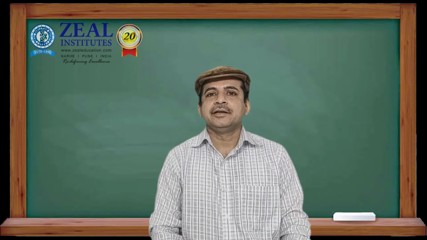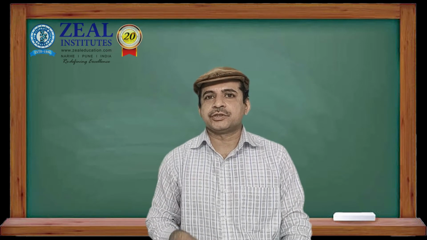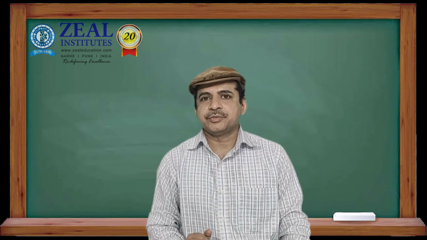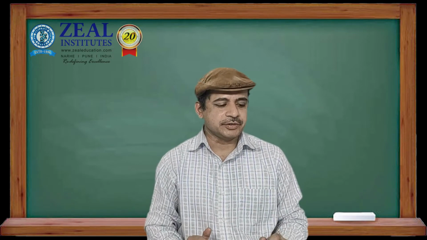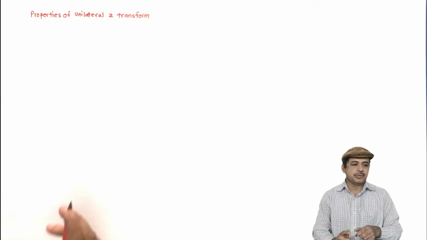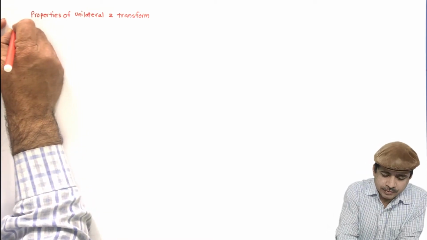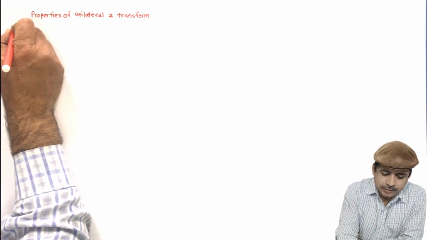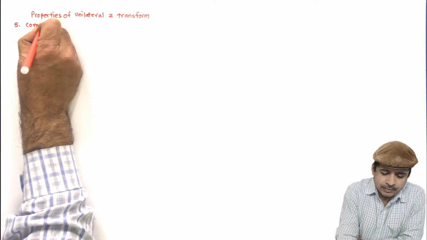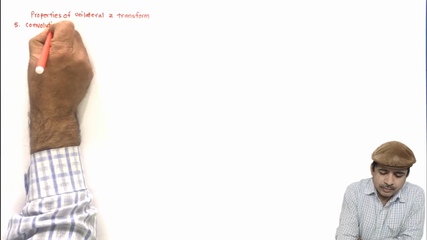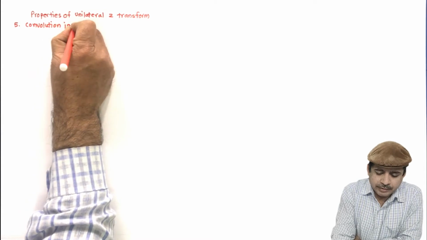Welcome back. In the previous lecture, we have seen 4 properties of Z transform. In this lecture, we will cover the remaining 4 properties. So let us start with the 5th property. That is convolution in time domain.